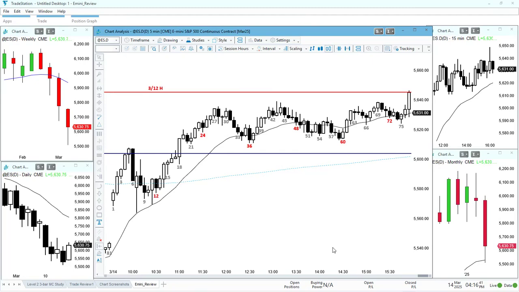Hope everyone's doing well and had a good day. This is a recap of the Emini 5-minute chart for Friday, March 14th, 2025.